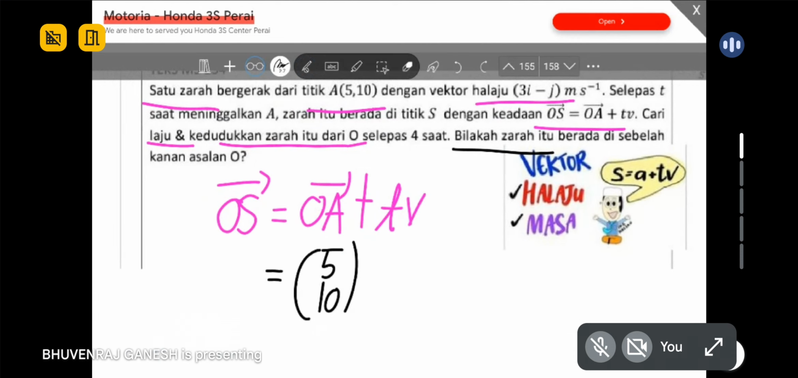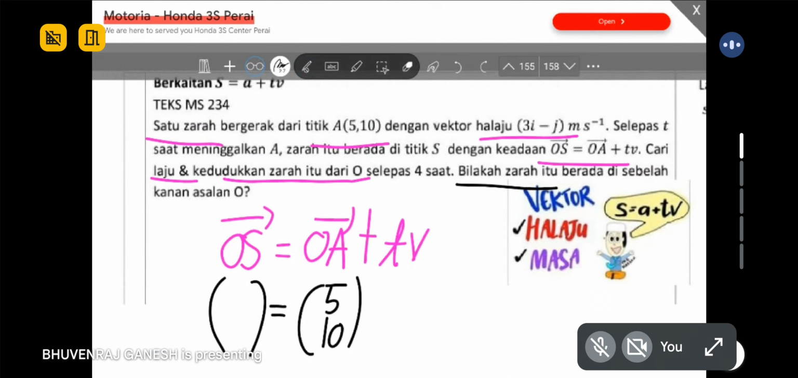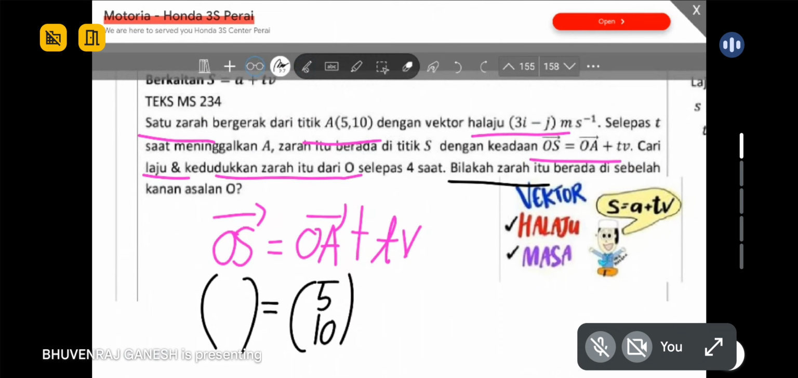Okay, so based on the equation, right, guys? OS. What do you think is OS over here? Can you all think and see? What is OS? You guys must think and see now. What is the coordinate for OS? Anyone? Cuba fikir, think and see. It's not that difficult one. But you must use some common sense a bit. So anyone? Come on. Fikir, think and see.